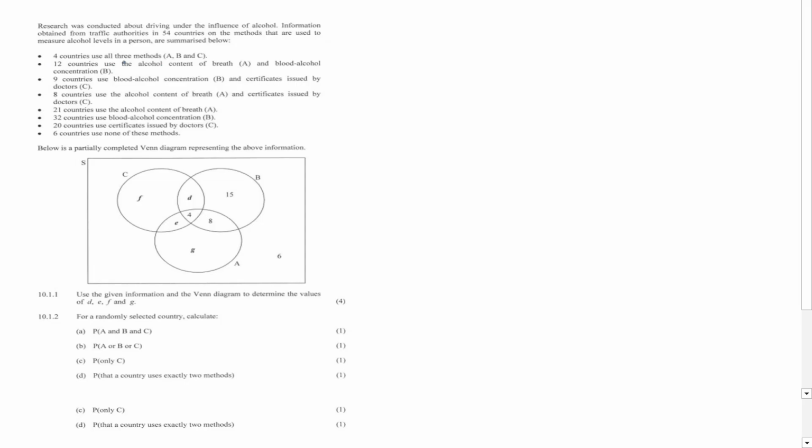4 countries used all 3 methods, A, B, C. They've got that there. 12 countries use alcohol content of breath and blood. So A and B is 12, okay? And because I know the 4, this isn't 12 here. A lot of people put 12 here, but it's what gets it to 12.